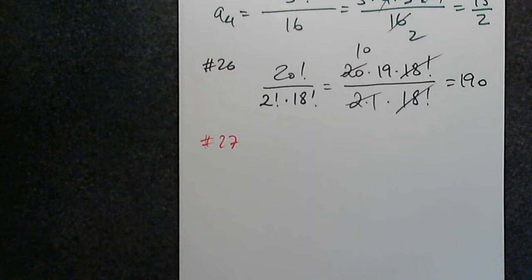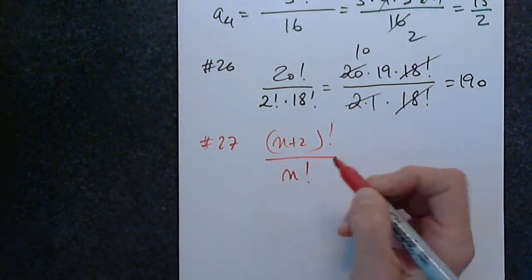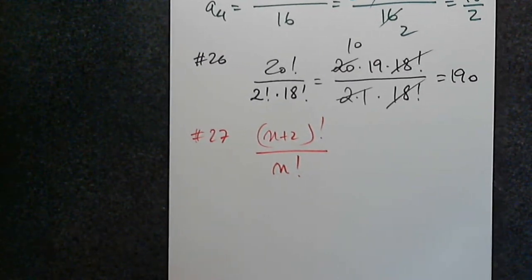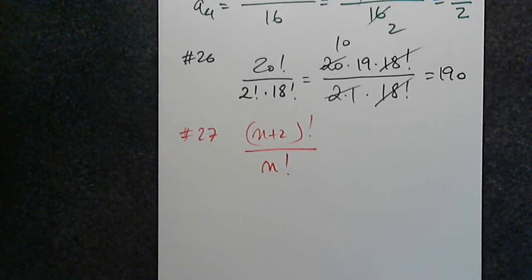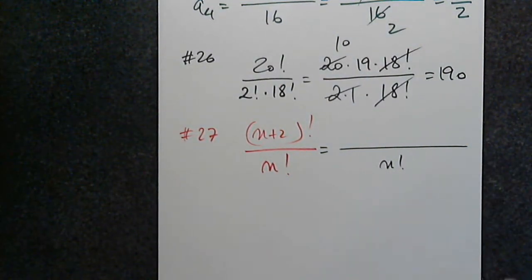In 27, we have n plus 2 factorial divided by n factorial. Well, we cannot put this in the graphing calculator, and we will still be able to simplify it. Again, which one of these two is bigger? Is it n plus 2 or is it n? I know it's a silly question. N plus 2. So how will you write n plus 2 and not touch at all n factorial?